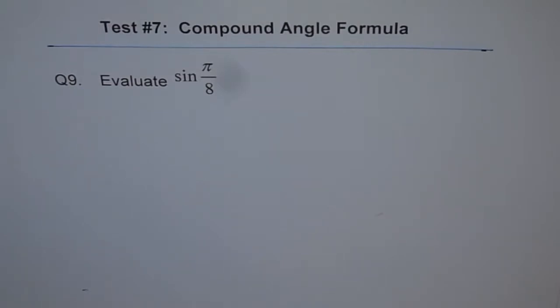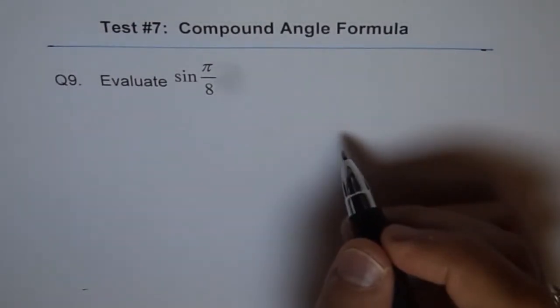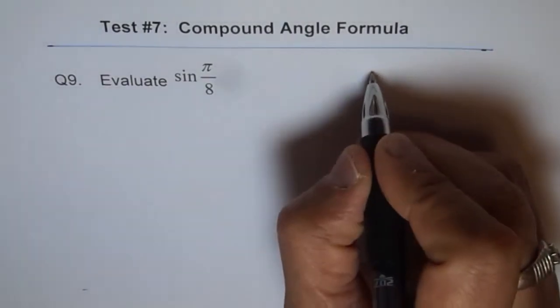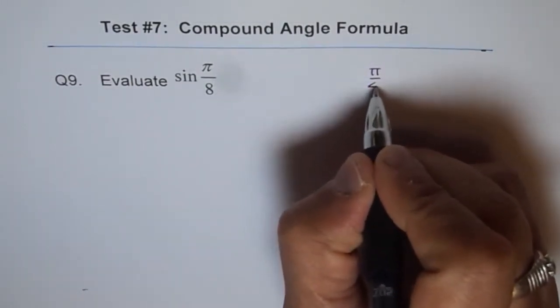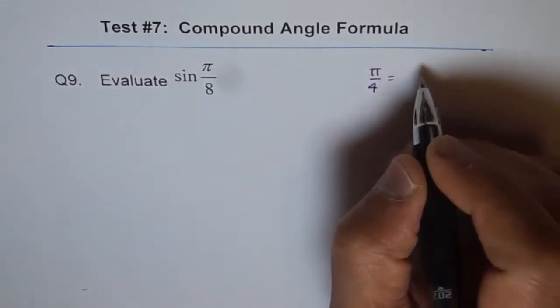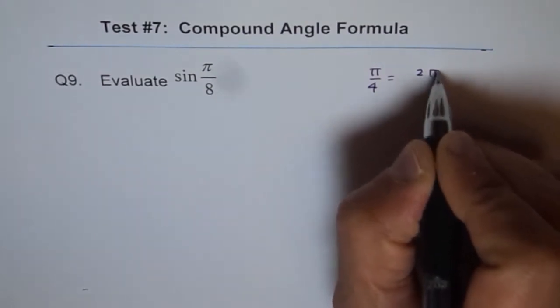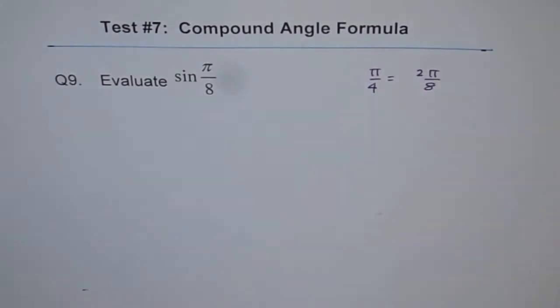Now my solution is something like this. Well, we don't know what pi by 8 is, but we know what pi by 4 is, correct? Since we know what pi by 4 is, now pi by 4 actually is 2 times pi by 8, right? So that gives us a hint that we can use a double angle formula and get our result, correct? So now we need sine pi by 8.